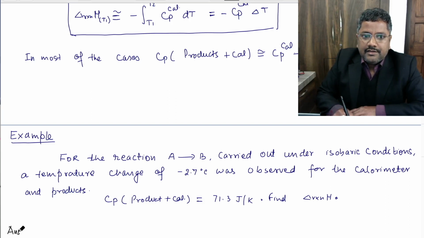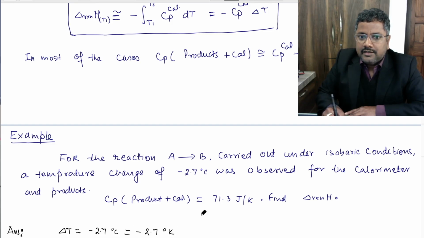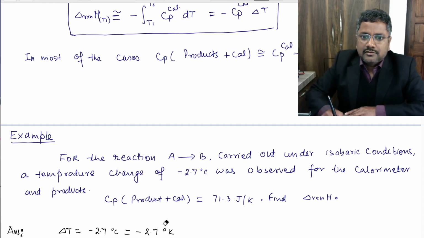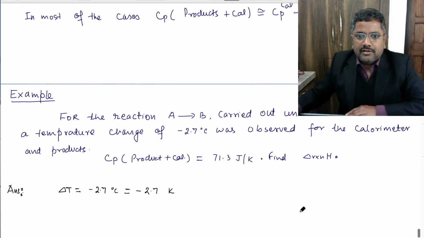So you can write here delta T is equal to minus 2.7 degrees Celsius, which is equal to minus 2.7 Kelvin, right? And Cp for this product and calorimeter is given. So this is a very simple question.